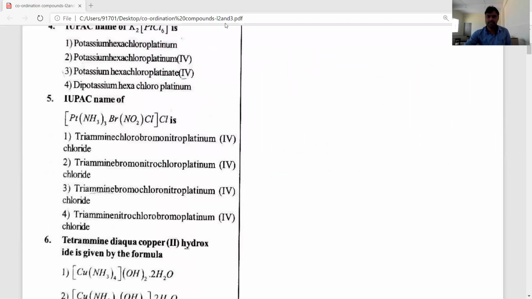The fifth question is also IUPAC nomenclature only. Pt(NH3)3 Br NO2 and Cl. The chlorine outside means this is the anionic sphere. Okay, first we will calculate the central metal atom oxidation number.